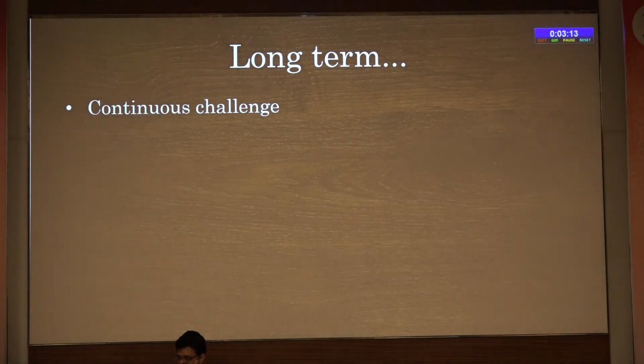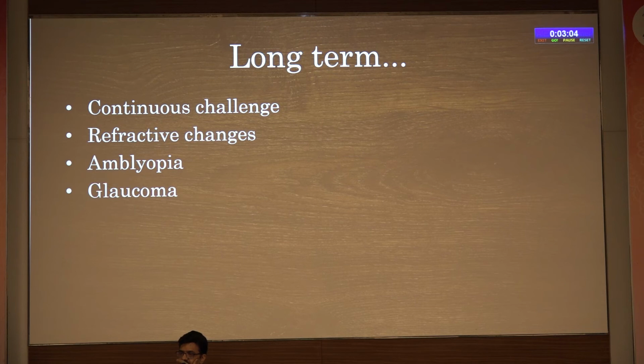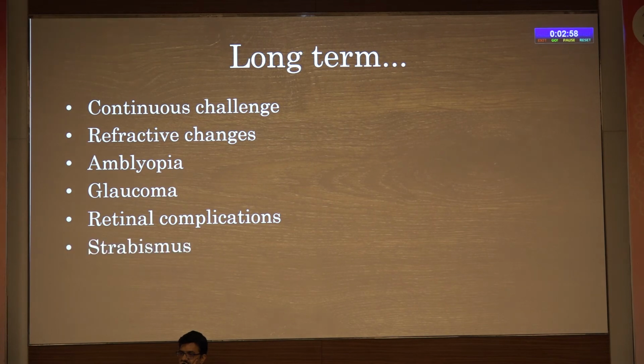Long-term management of trauma in children is a continuous challenge. Refractive changes keep happening. Amblyopia has to be managed at every point, glaucoma has to be looked for and addressed whenever you notice it, and retinal complications have to be addressed. And strabismus, of course, any unilateral issue can be associated with strabismus, so that also has to be addressed.